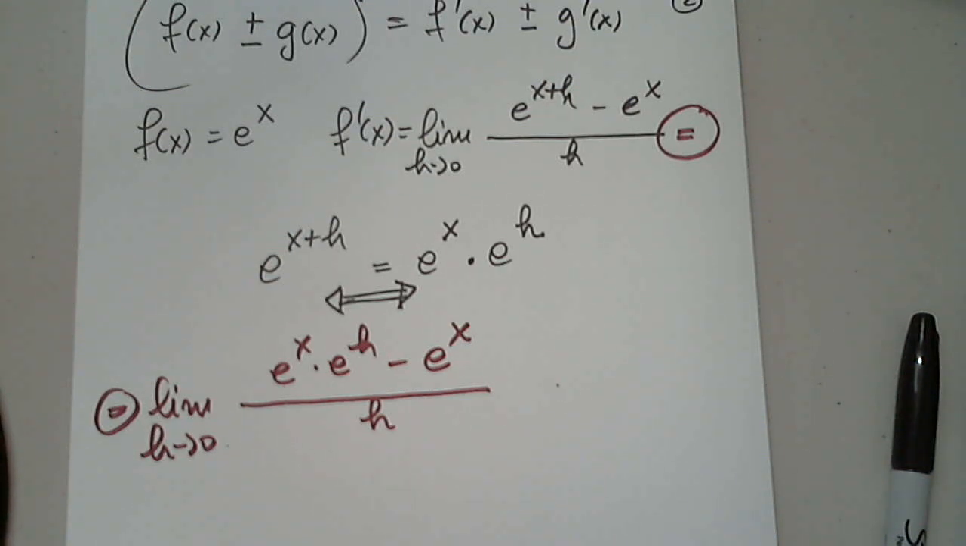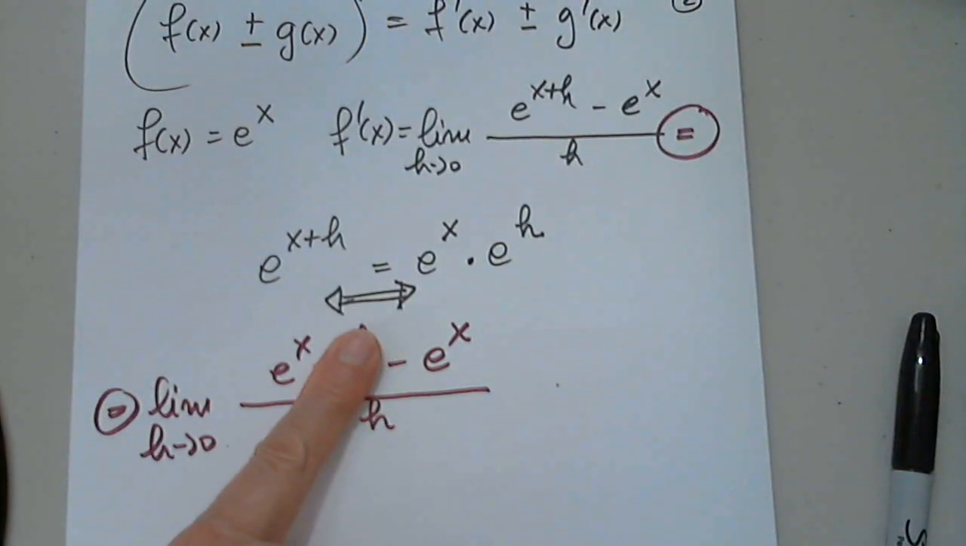Any ideas? Remember, every time... Say it again. The e to the x, they cancel each other out. I cannot. But I can do something else to e to the x, but I cannot cancel it. I would have canceled it if I had e to the x minus e to the x, yes, but not in this form.